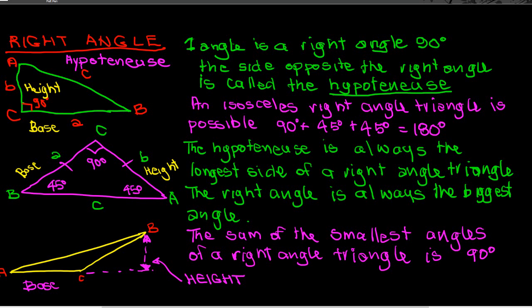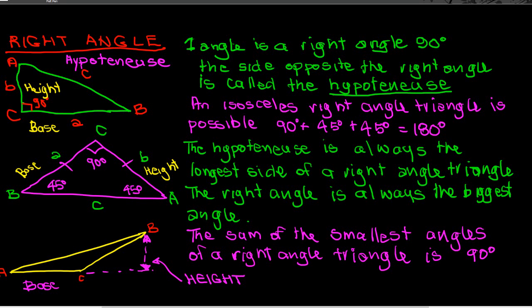The hypotenuse is always the longest side of a right angle triangle, and the right angle is always the biggest angle. The sum of the smallest angles of a right angle triangle is 90 degrees. So in our isosceles right angle triangle, we have 45 degrees plus 45 is 90. All various forms in combination are possible. We could have a 30-60, which is typically one of the set squares we use in drawing, a 30-60 set square, 30 degrees, 60 degrees, and the right angle, 90 degrees.